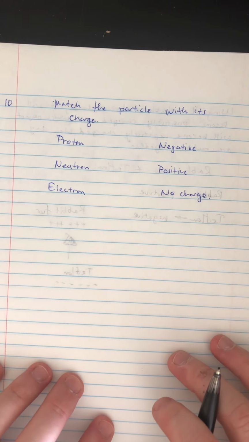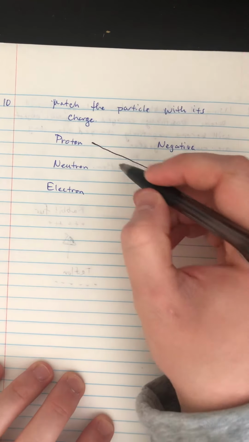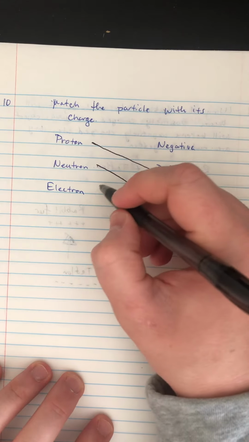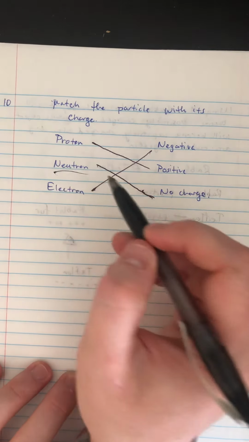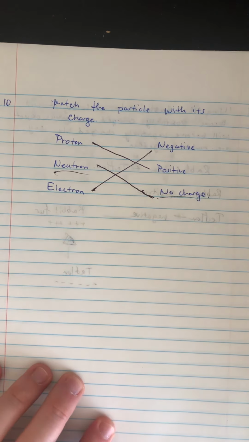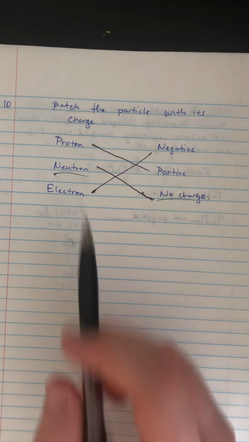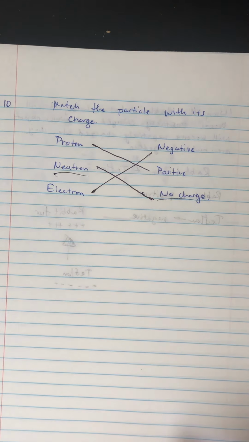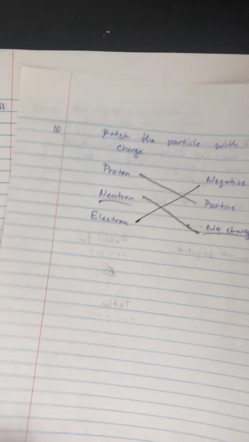Match the particle with its charge. Hopefully this one was pretty easy for you guys. Protons are positive, neutrons have no charge or a balanced charge, and electrons are negative. Neutrons are like the one thing that we can say has no charge. Any other thing is a balance of positive and negatives. Neutrons are the one thing that actually have no charge at all. So protons positive, neutrons no charge, electrons are negative.